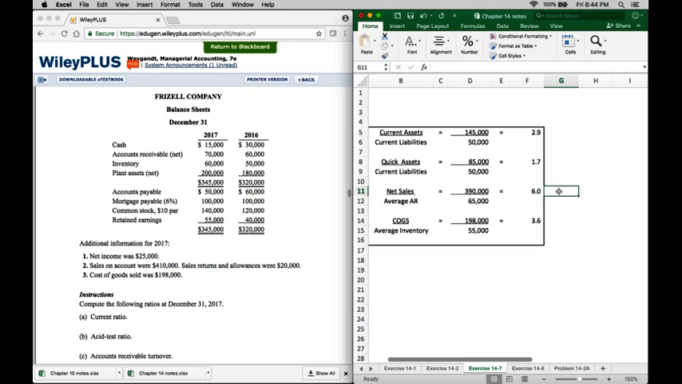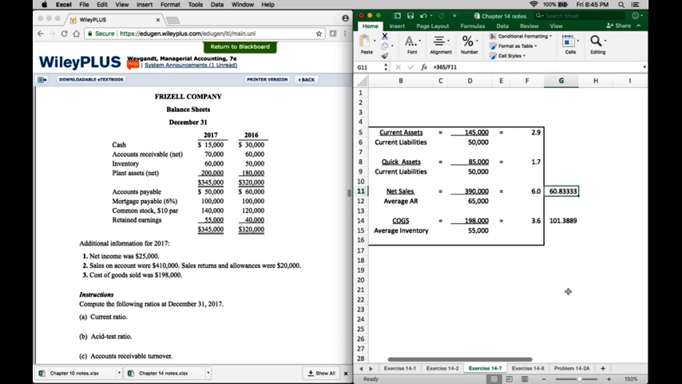You take 365, which is the number of days in the year, divide by the accounts receivable turnover. Here again I do 365 divided by inventory turnover. So what this means is it's taking me 101 days to sell my inventory, and then it's taking me about 61 days to collect on the receivable. So it's a total of 162 or 163 days. So that's almost half a year from the time I get the inventory to the time I sell it and get cash from my customers.